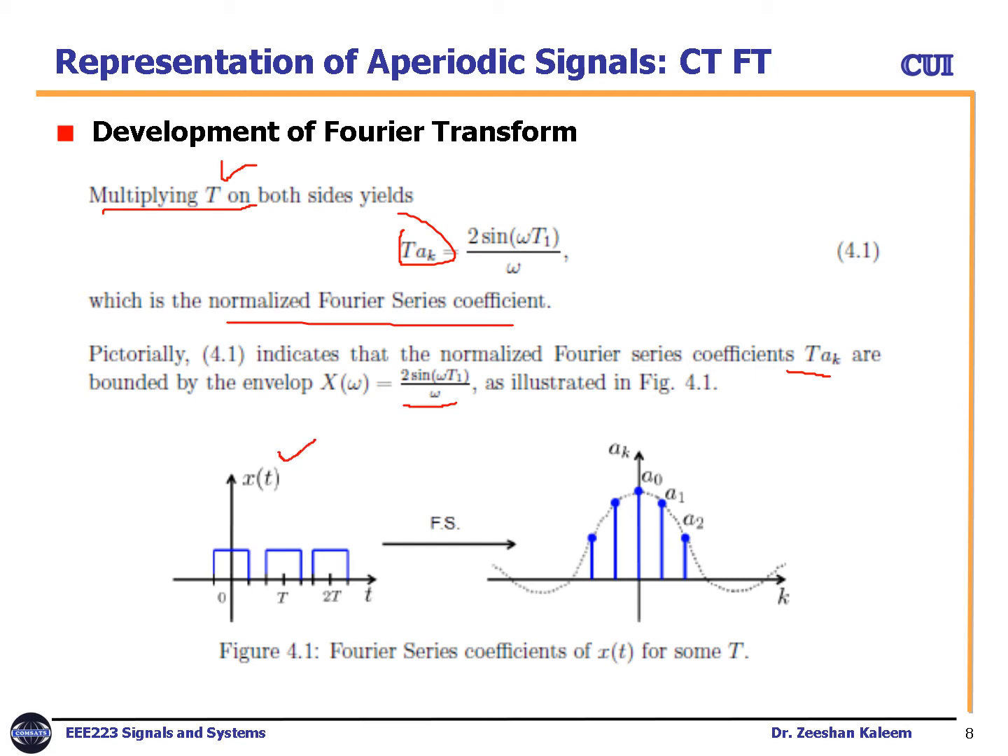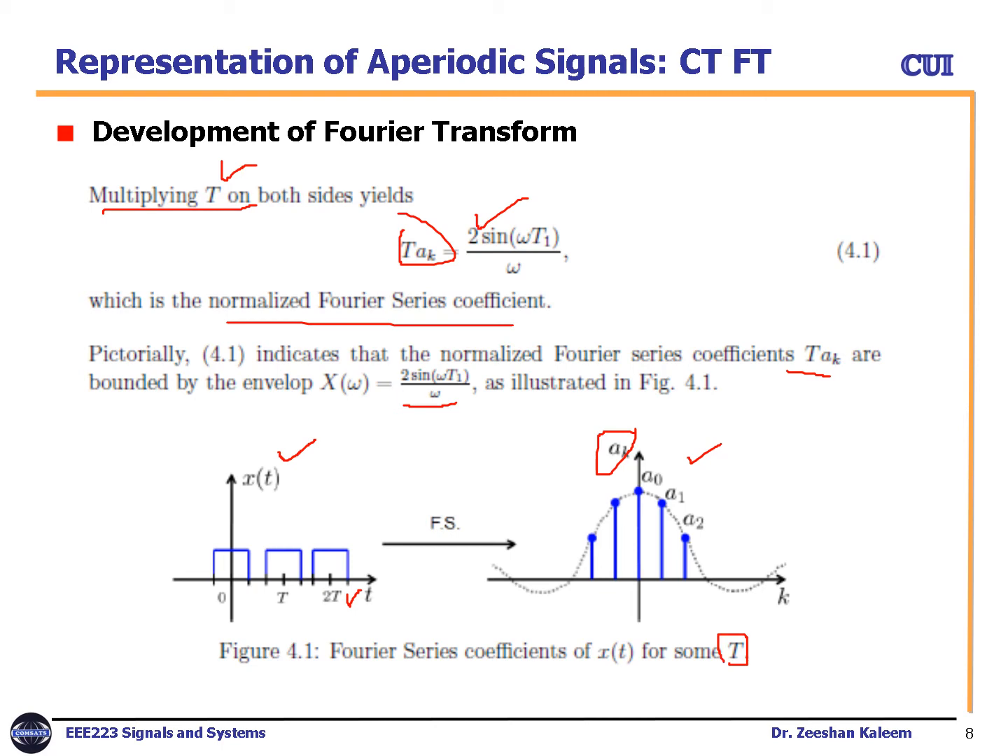Now pictorially we can see here it has a value from 0 to t1, and then it repeats again after period T, then repeats again after period 2T, right? And whenever we take the Fourier series, the Fourier series coefficients ak are a0, a1, a2, a minus 1, a minus 2, this one, right? So these are Fourier coefficients of x(t) for some time interval T. Here the time interval we didn't mention, just a general time interval.